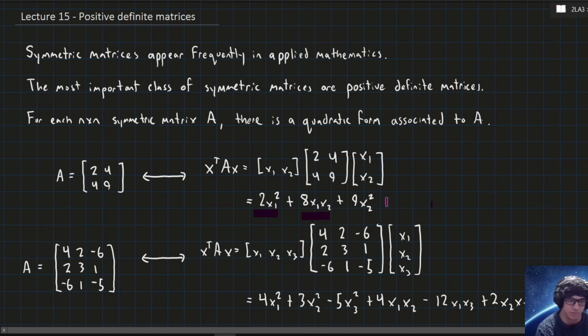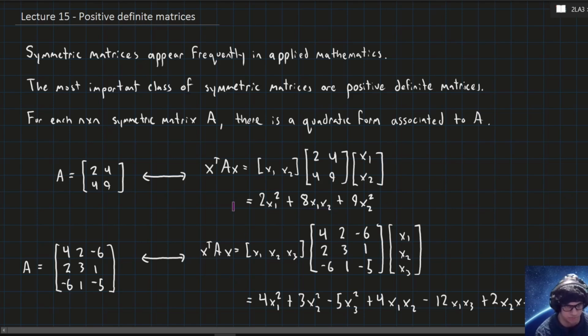If you look at this expression and you want to know what matrix generated it, it's actually not that hard. The terms in front of the squares, x1 squared and x2 squared, just go on the diagonal like this. And the cross product terms, we have a 4 here and a 4 here. We add those up to get the sum here, 8 times x1, x2.